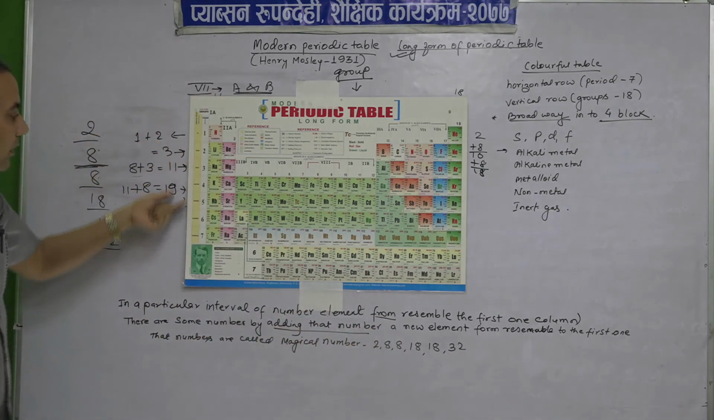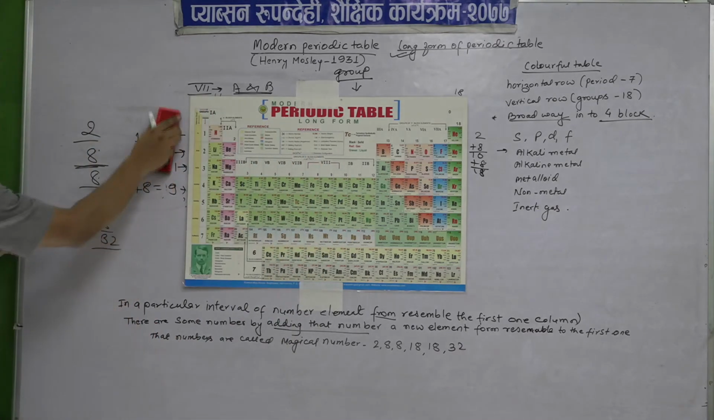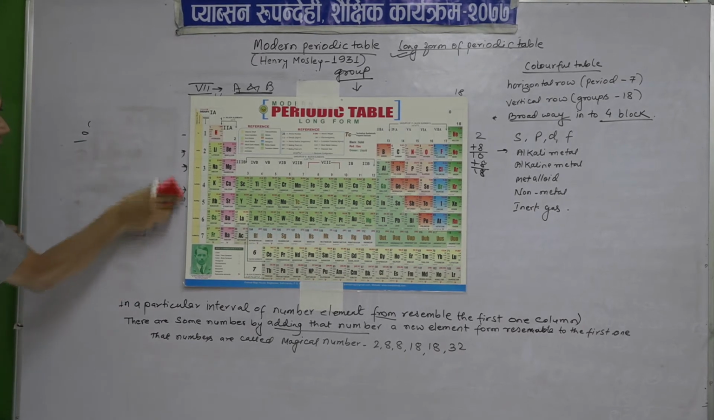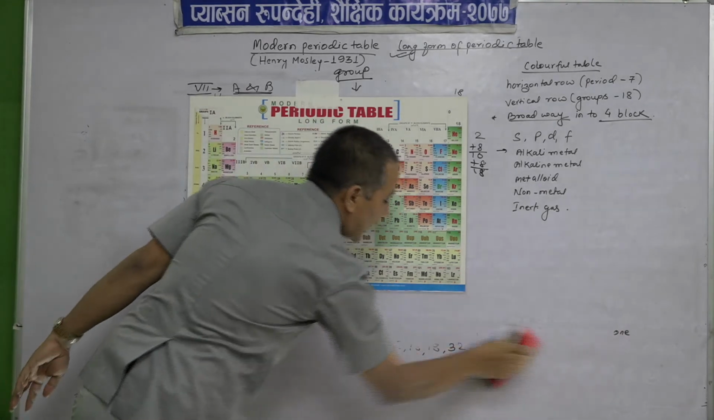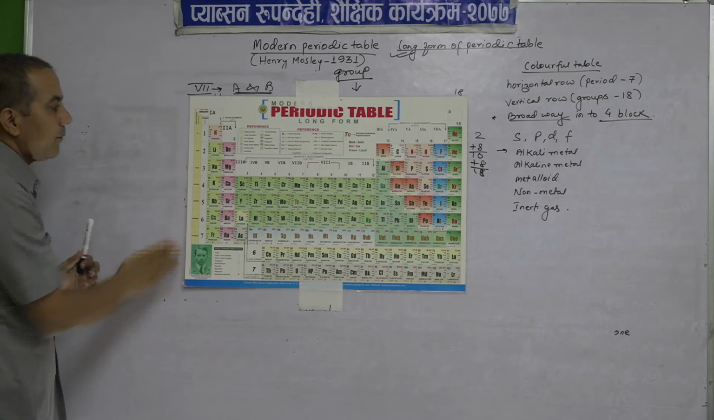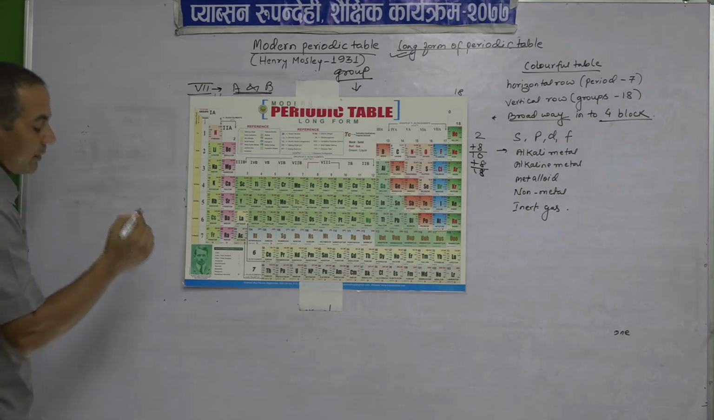We can find out the atomic numbers of the elements of the same group by using the magical number. Okay. Till here I think you understand what I say. Now comes the next one, about the period, the modern periodic table.